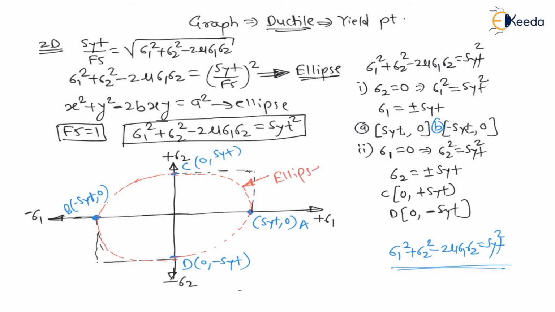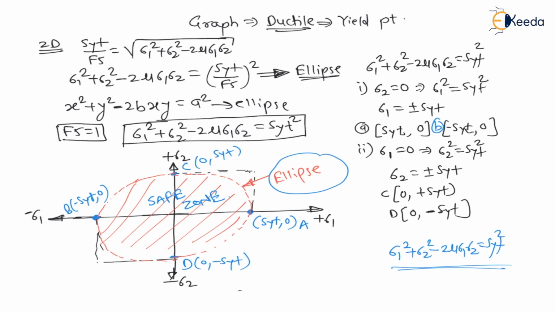The area under this is the safe zone. The area enclosed by this ellipse is the safe zone. Therefore, we can say the safe zone for Haigh's theory or strain energy theory is an ellipse, and this theory is valid only for ductile materials, as brittle material cannot store strain energy.